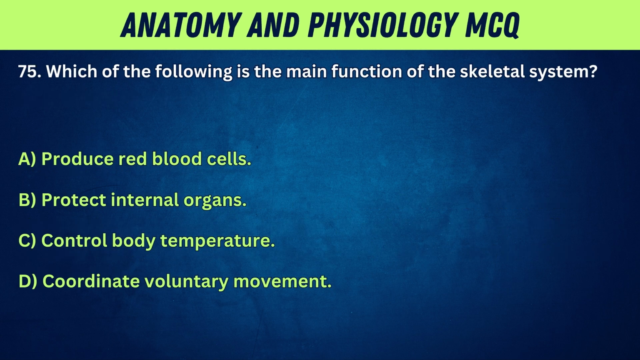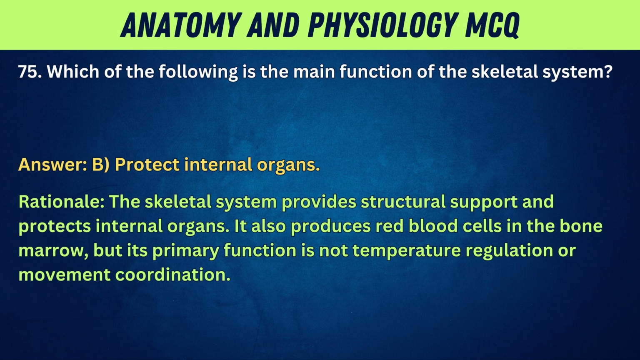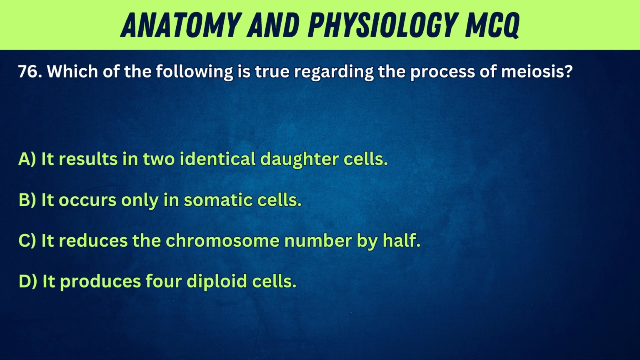75. Which of the following is the main function of the skeletal system? A. Produce red blood cells. B. Protect internal organs. C. Control body temperature. D. Coordinate voluntary movement. Answer: B. Protect internal organs. Rationale: the skeletal system provides structural support and protects internal organs. It also produces red blood cells in the bone marrow, but its primary function is not temperature regulation or movement coordination.